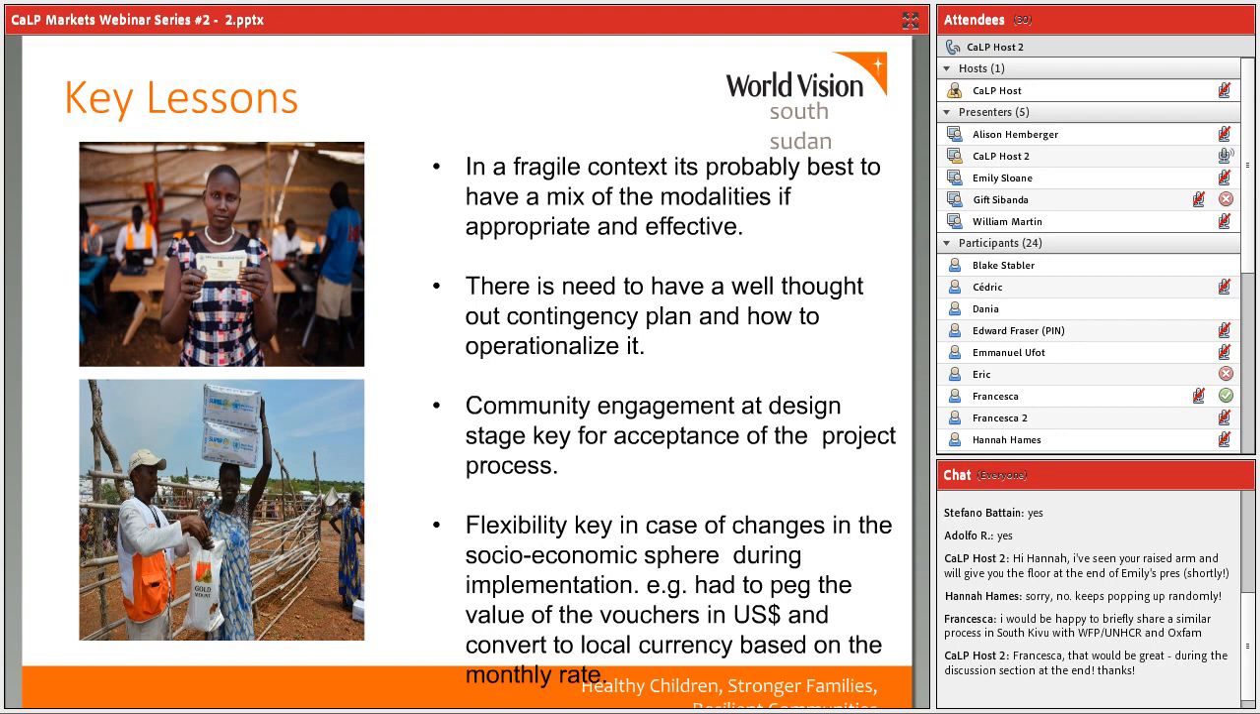In the interest of time, I'm going to hand straight over to Alison, who's going to talk to us about designing market-based early recovery programs in Northeast Nigeria. And then we'll have a little bit of space for discussion at the end. Thank you.